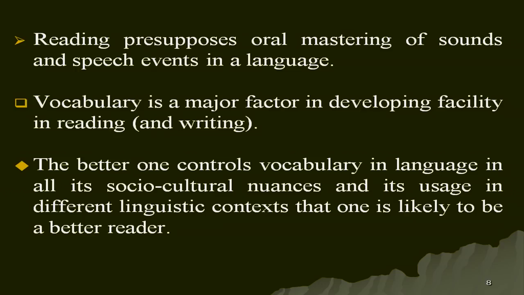Vocabulary is a major factor in developing facility in reading and also in writing. That means without vocabulary, without proper understanding of all the words, it's not possible for someone to read fluently. And as you know, there are generally two types of vocabulary. We talk about sight vocabulary, sight words, and the content words. Sight words do not need much effort to read. They can be read easily. That means by looking at them, you can understand what they have been used for.